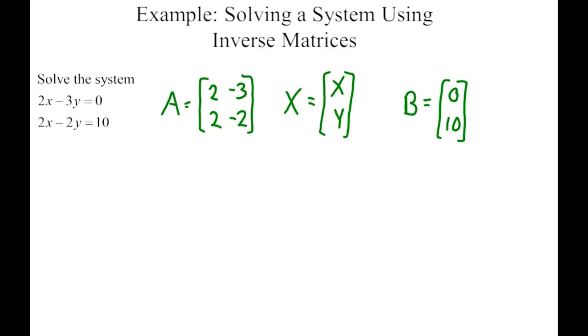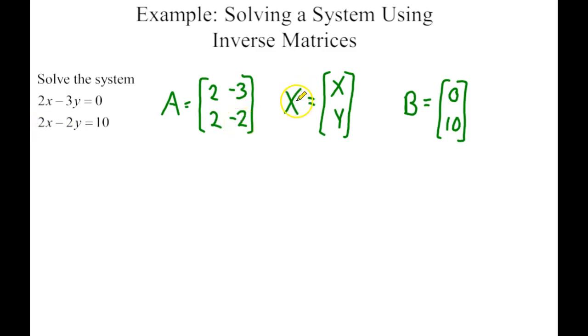In this example, we're going to use inverse matrices to solve this system. We have 2x minus 3y equals 0 and 2x minus 2y equals 10. You can see how we're going to create those matrices that you saw on the last slide: matrix A, matrix X, and matrix B. The coefficients from our variables, called our coefficient matrix, is going to be matrix A. So we have 2, negative 3, 2, negative 2.